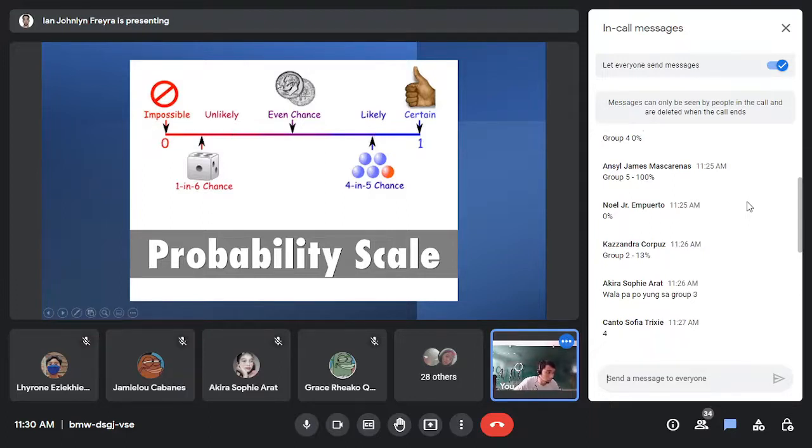Yung even chance naman natin, if you get 50% chance. Certain, if you get 100% chance. Anything between 50 to 100, that means that that is likely to happen. Anything between 0 to 50, that is unlikely to happen. Question about probability scale? Ano po? Wala na po. Okay. Very good.